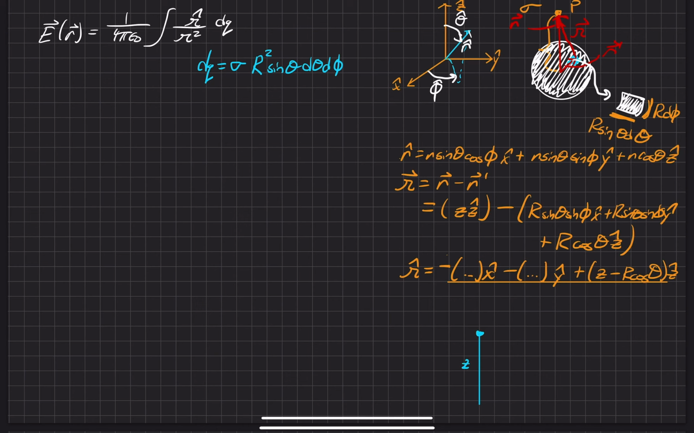This is the point, and this is the center of our origin. This is some arbitrary triangle, essentially. This is our r, the magnitude of the r prime right here. And this is the magnitude of our r vector right here.